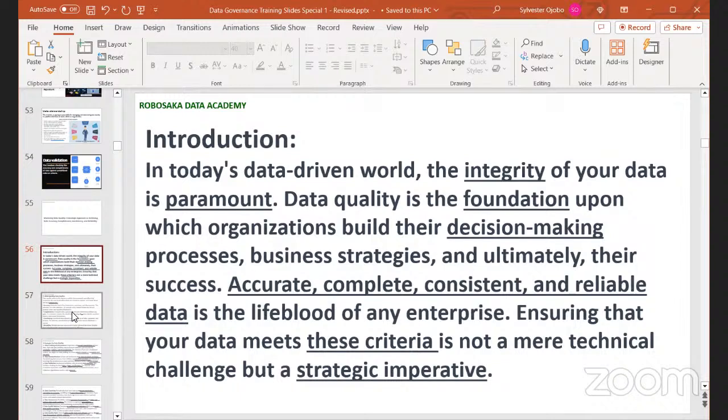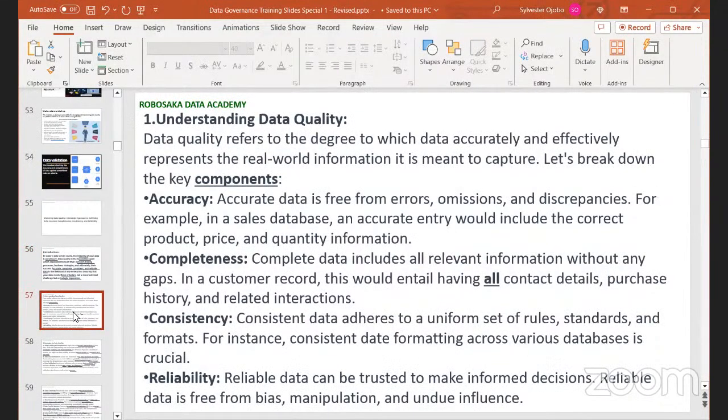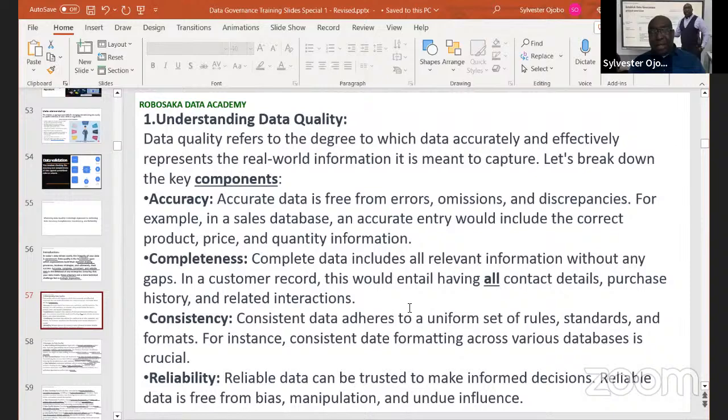That being said, we have to understand data quality. Data quality refers to the degree to which data accurately and efficiently represents real-world information. When we have quadrillions of bytes of data produced every day, we must look at how accurate and effective that data is in representing the real-world situation and information it is meant to capture. That breaks down the key components of data quality.